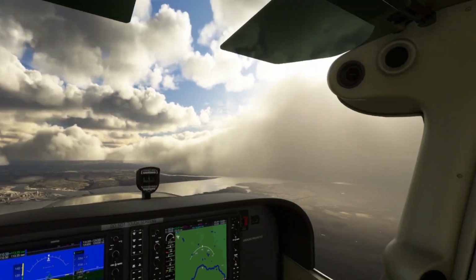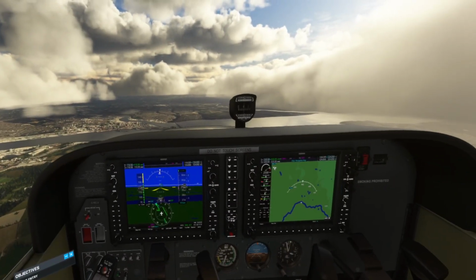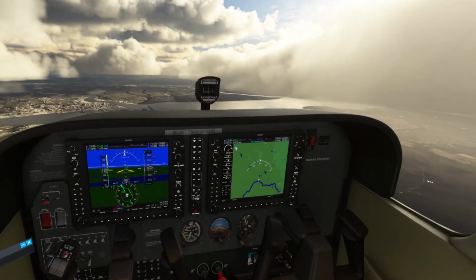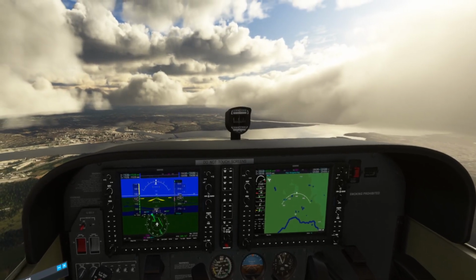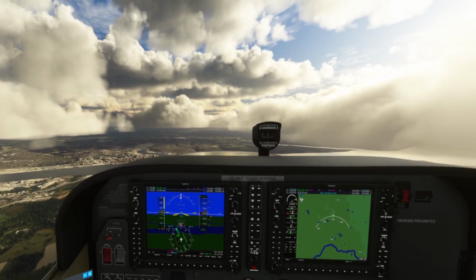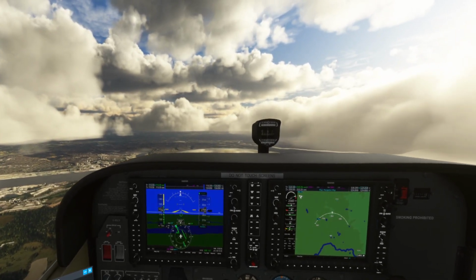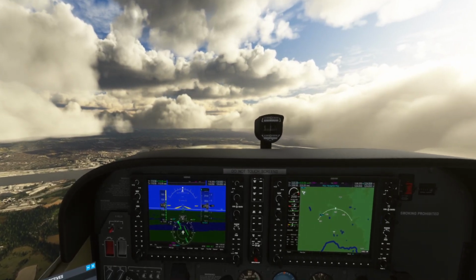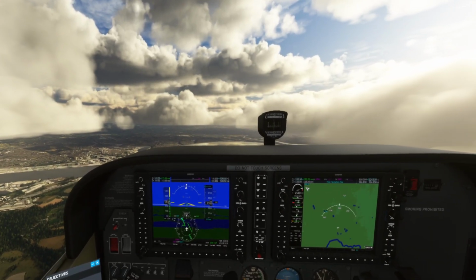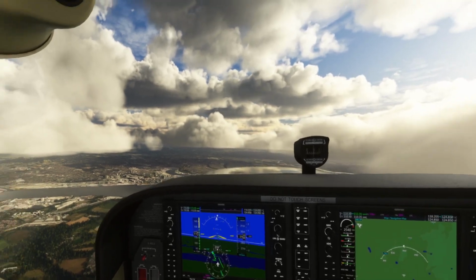We'll start with a direct entry and complete a lap of the hold. Intercept and fly the 030 course to Southampton. A hold is made of two courses, an inbound and an outbound, plus two 180 turns, usually to the right.